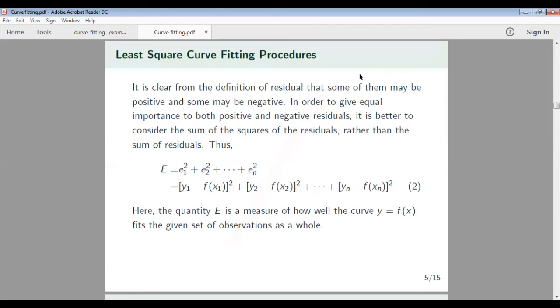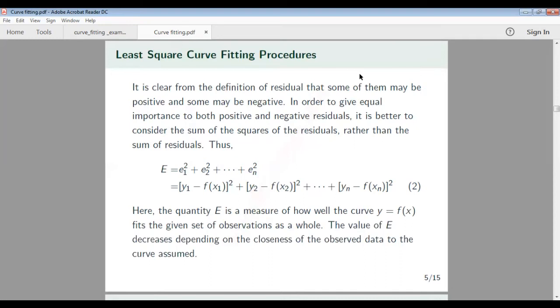This is equation 2, and this equation 2 is very important. You should remember this equation. This particular quantity E is a measure of how well the curve y equal to f of x fits the given set of observations. If E is small, that means the curve fits properly to the observation. And if E is large, it does not fit that well. So our aim is to make this E a minimum. That is the essential procedure that we adopt in the least square curve fitting.